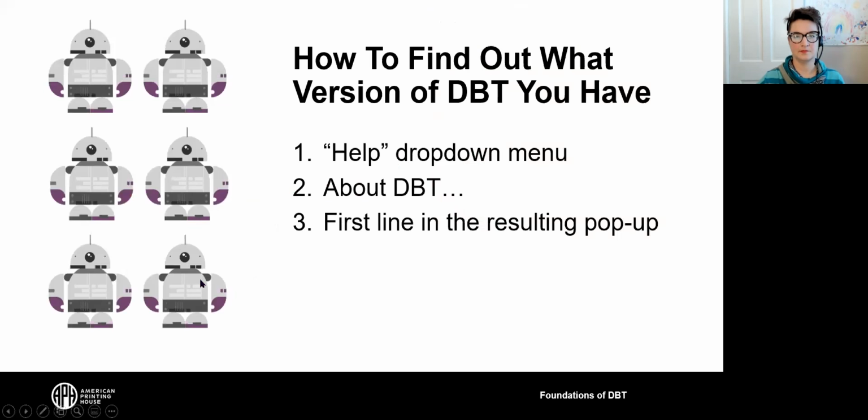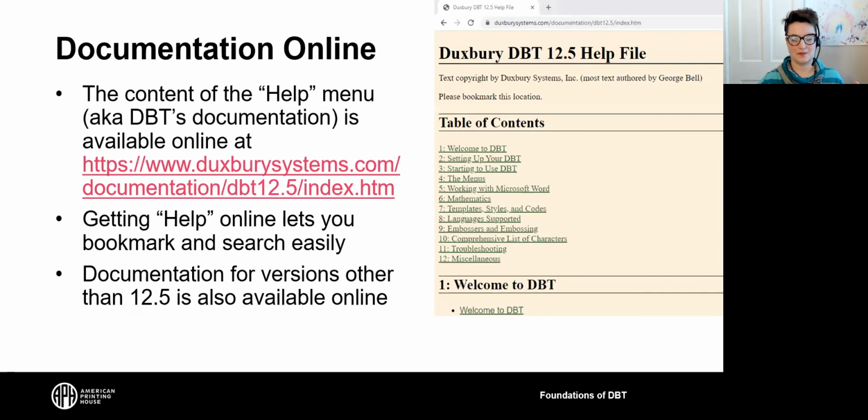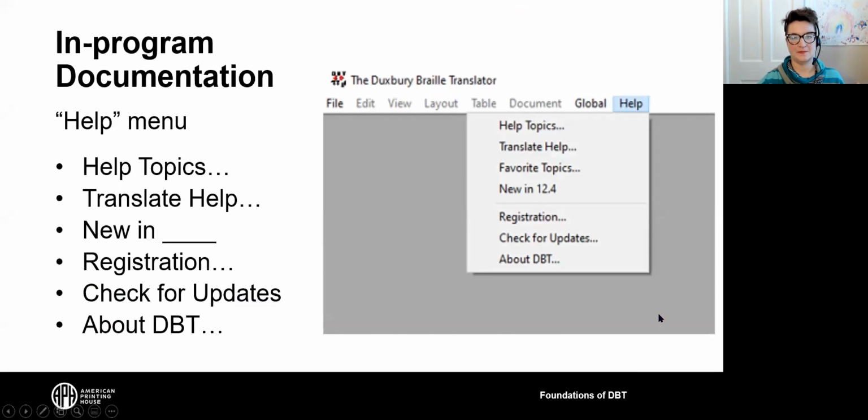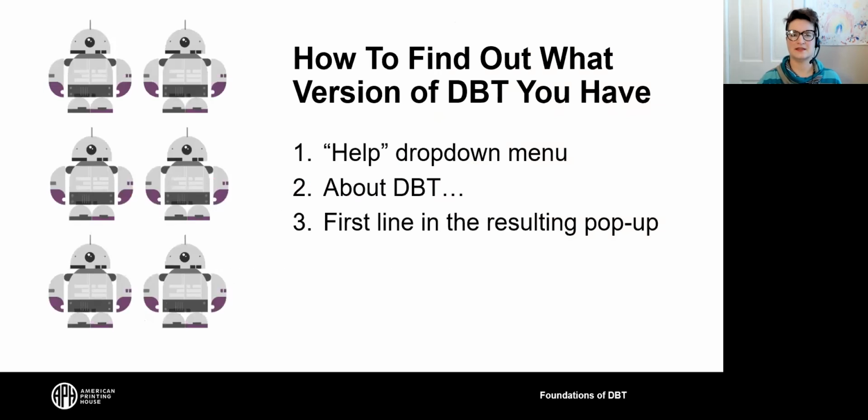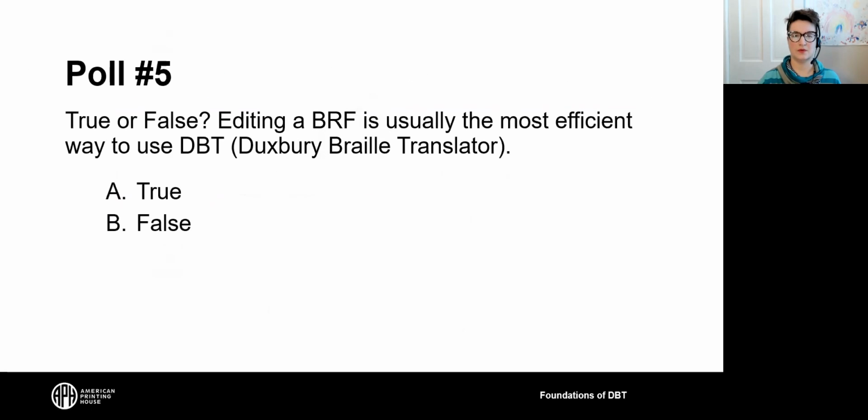But how do you know which version of Duxbury you have? It's just in the help drop-down. That last option says About DBT. You click on that, and in the little box that pops up, the very first line is your version of Duxbury, including the service release information. So that's the SR number.